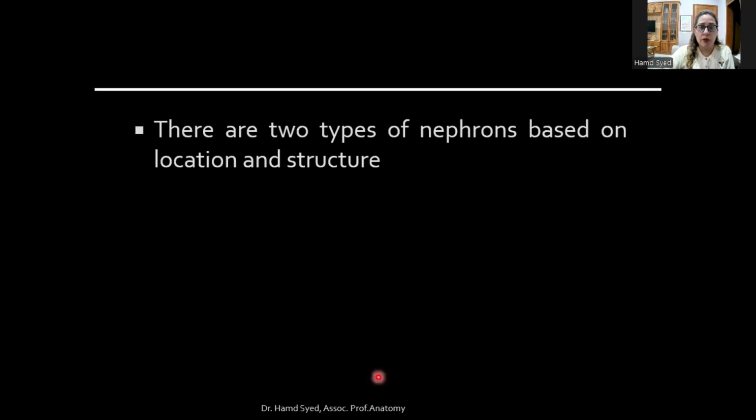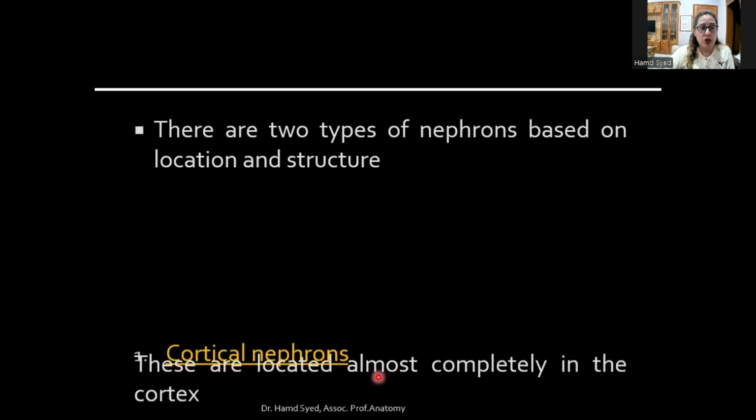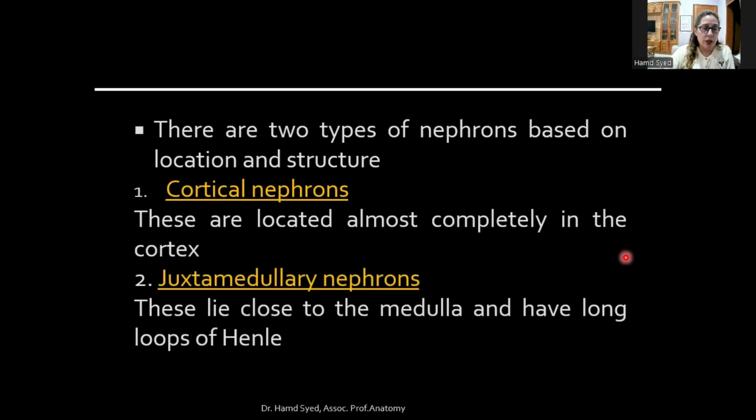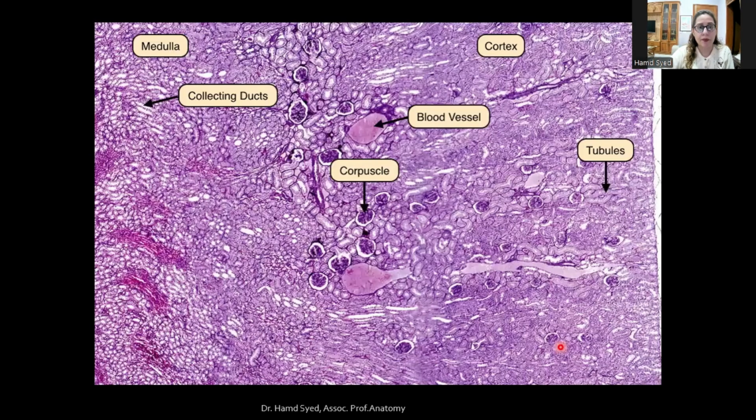There are two types of nephrons based on the location and structure. Within the kidney, the first type are the cortical nephrons. These are the ones which are located almost completely within the cortex. And then there are the juxtamedullary nephrons. They lie close to the medulla and they have long loops of Henle.